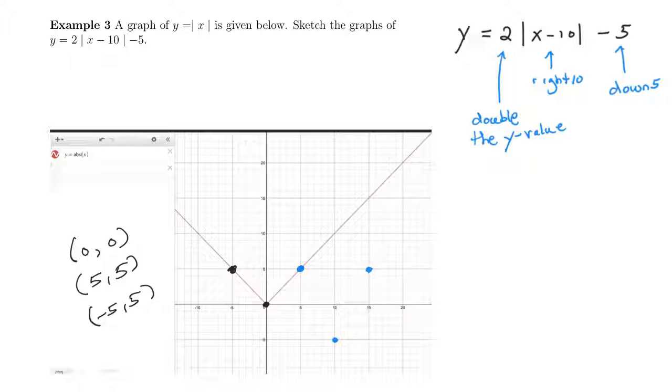If I want to sketch my final equation, it would look like this. And that makes sense. Like, the graph is definitely 10 to the right, it's down 5, but it's also steeper than the function that we started with. Anyways, I would try graphing this in a calculator or Desmos, and that is it for this example.